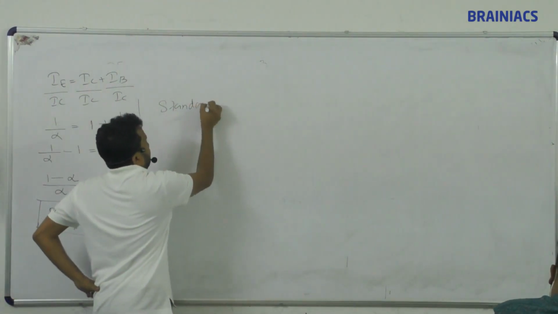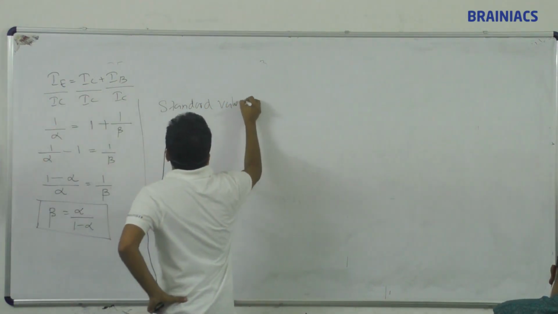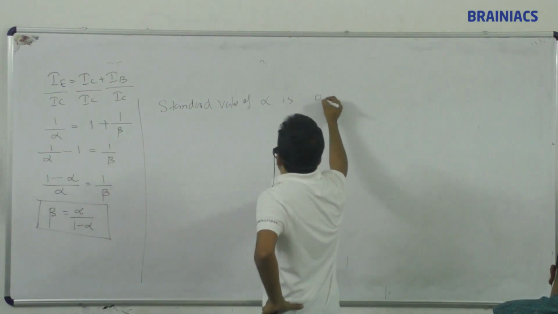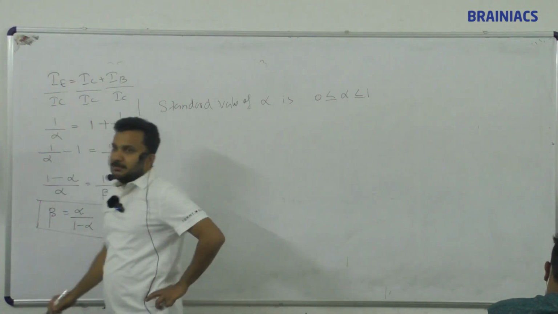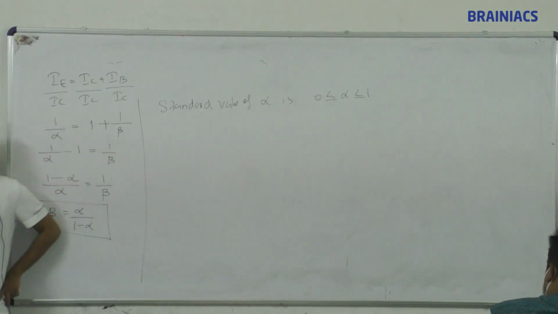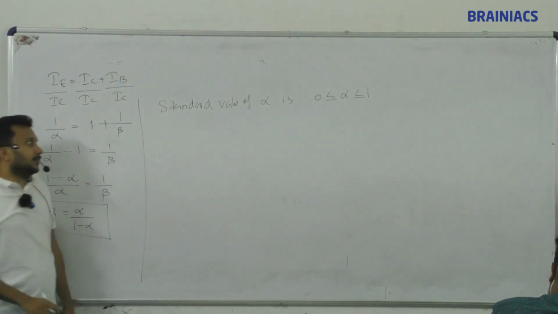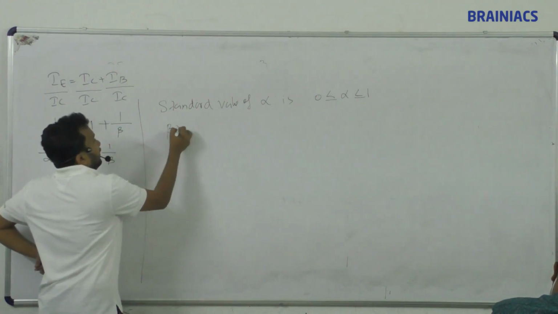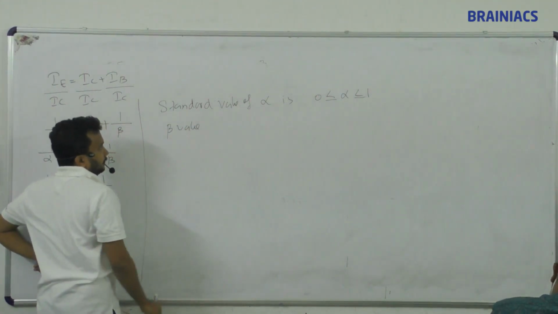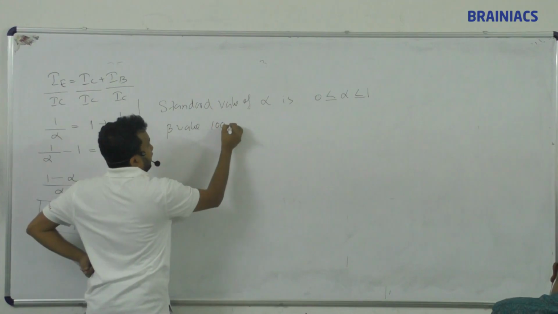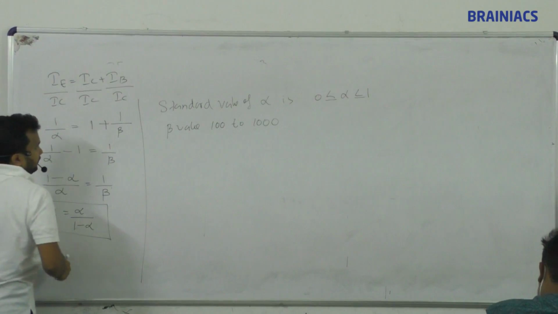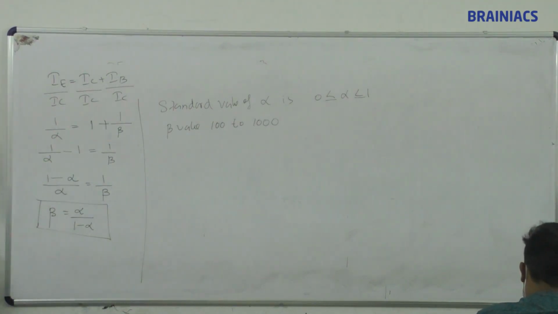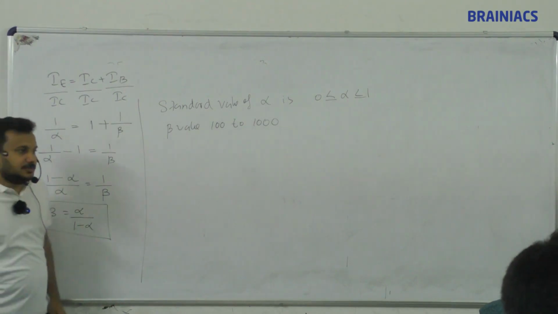Standard value of alpha is 0 less than or equal to alpha less than or equal to 1, which means alpha lies between 0 and 1. Okay, beta value is normally 100 under normal conditions. They will not give you the question, you don't need to take it, but I am telling you just for your information. Beta value 100 to 1000.